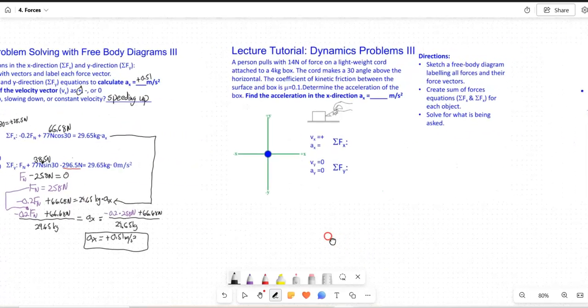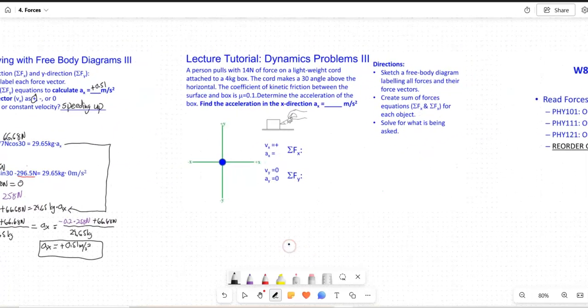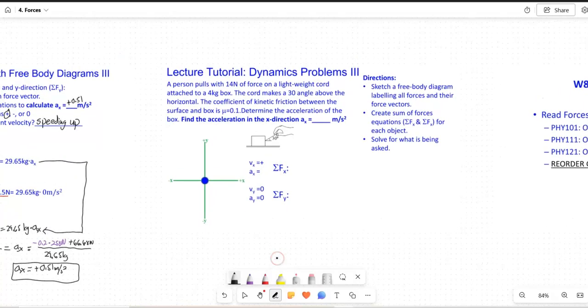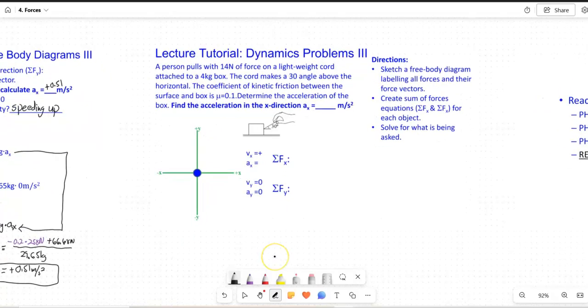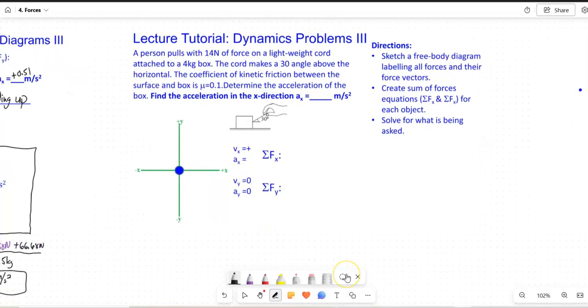The last of the types of tutorials from this assignment, we're going to be doing this. And again, we're just exercising our problem-solving ability. So now these assignments are the hypothetical deductive reasoning, where you're given the information and you're supposed to create the force diagram, create the equations, and then solve for something. In this case, solve for the acceleration in the x direction.